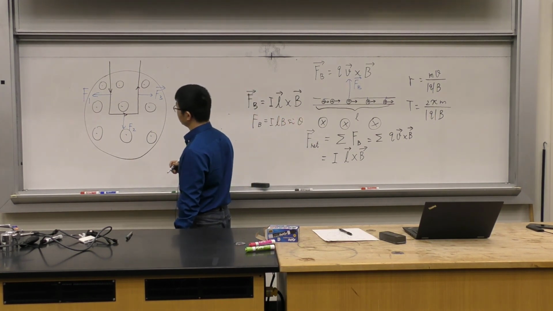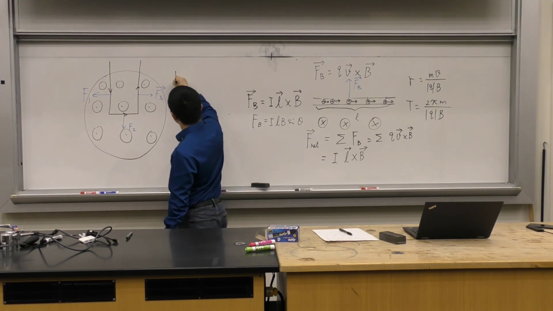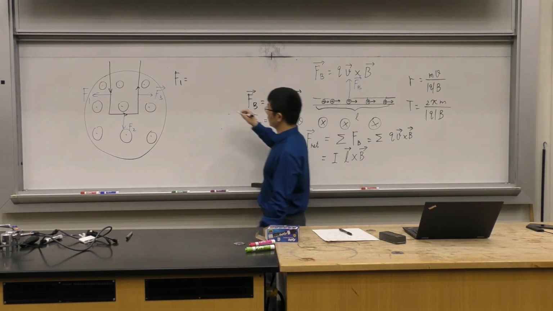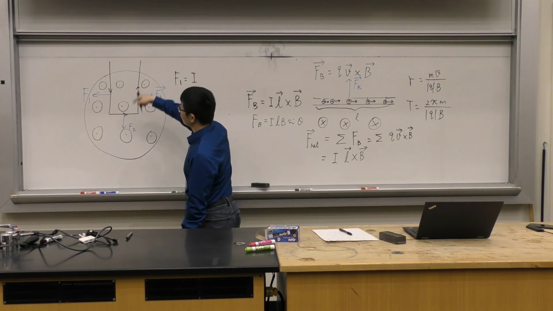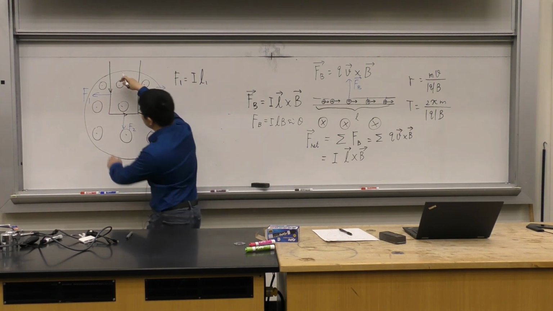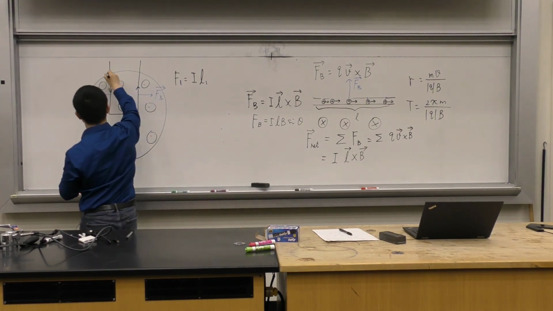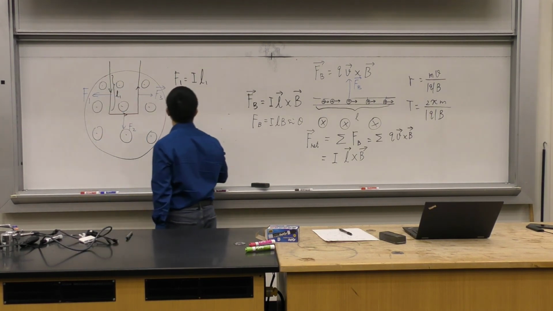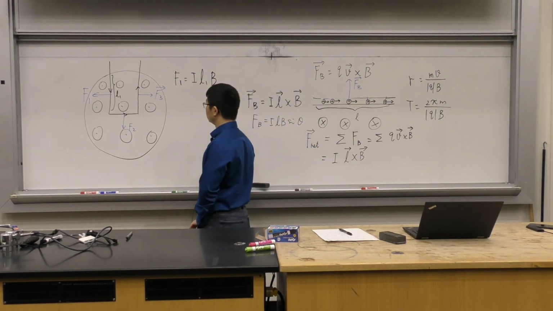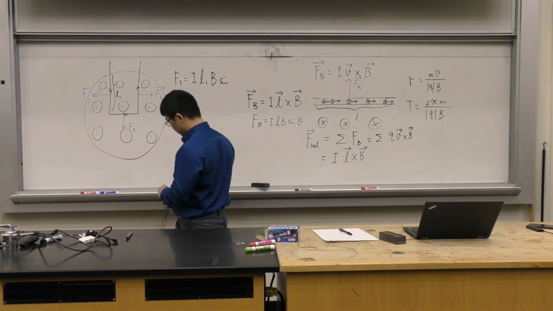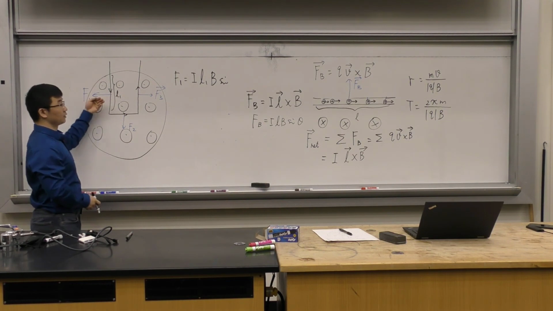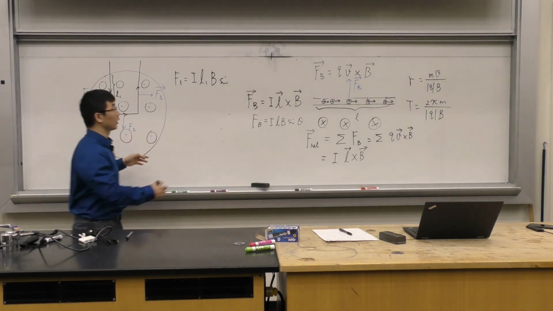Let's find an expression for F1 and F3. F1 is going to be I L B sine theta. It's the same I, so I don't need a subscript. L1 is the length of this side. B is the same because it's the same magnetic field. Now the sine theta angle: what is the angle between I and B? I is down, B is out of the page, so 90 degrees. This is a simple case.